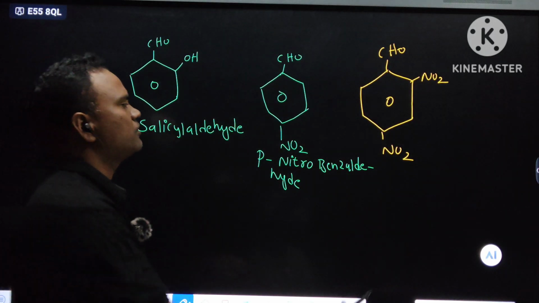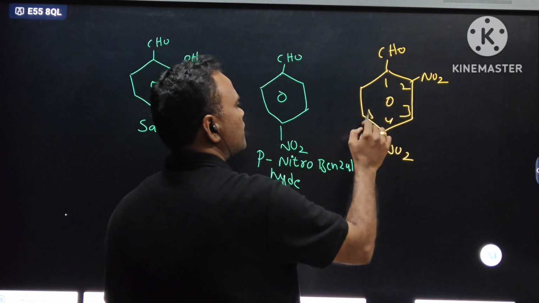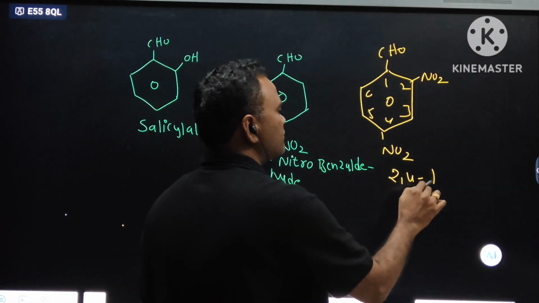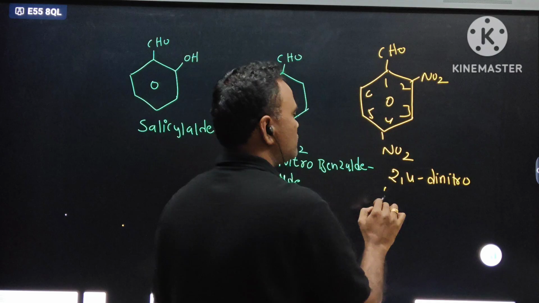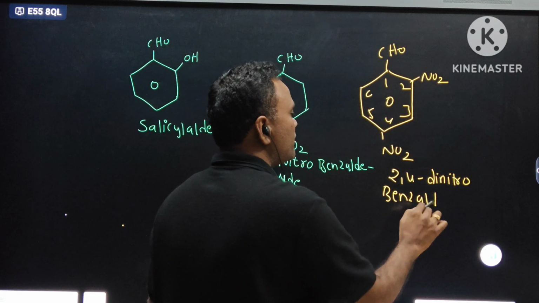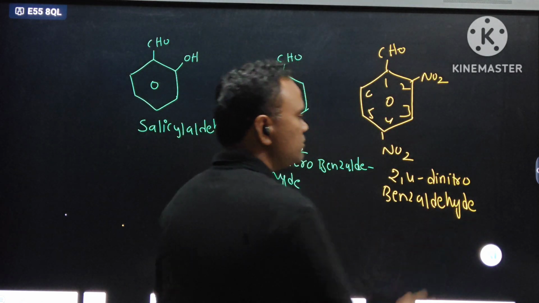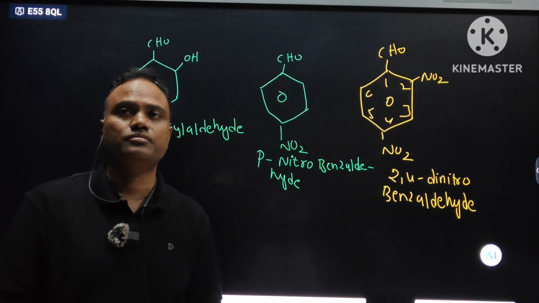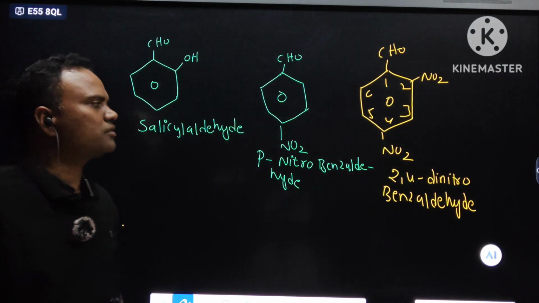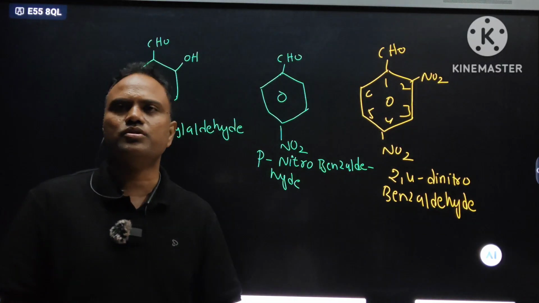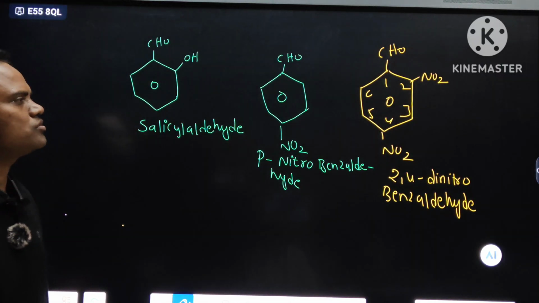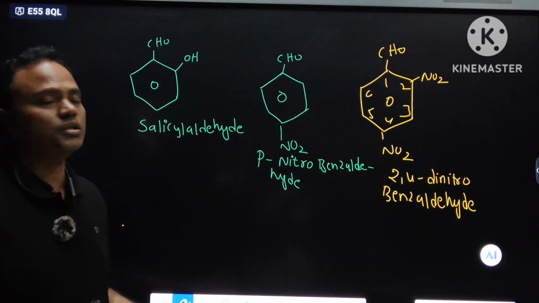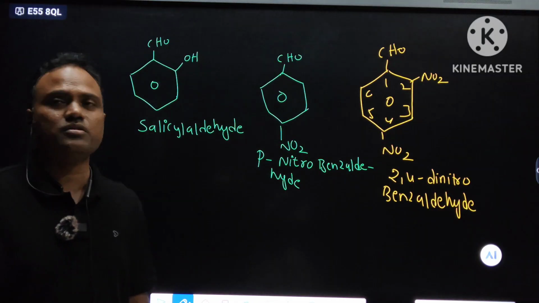Give its name. 1, 2, 3, 4, 5, 6. 2,4-dinitrobenzaldehyde. We have reactivity comparison. Which of the following is more reactive towards nucleophilic addition? Okay, we will discuss later. Between these two, which is more reactive, we will discuss later. Mostly day after tomorrow we will start, if I take extra classes, because preparations take more time.